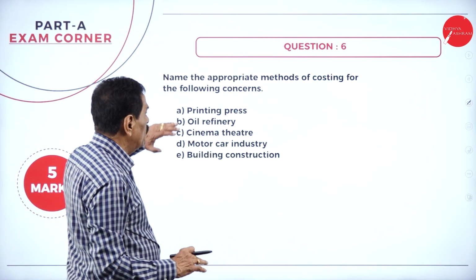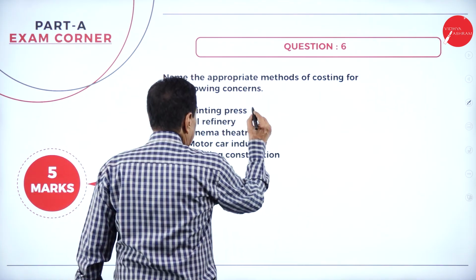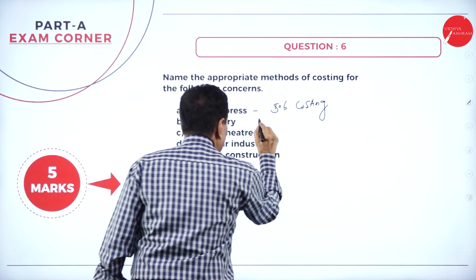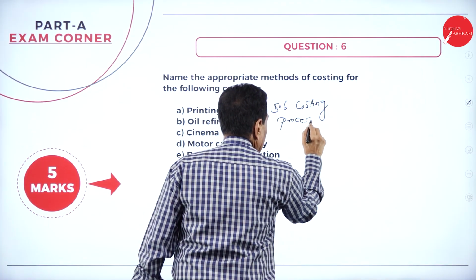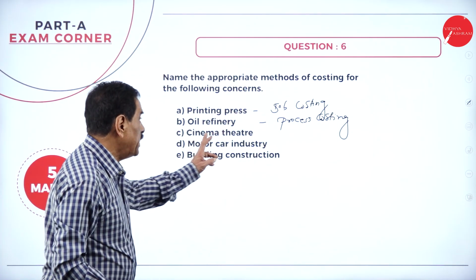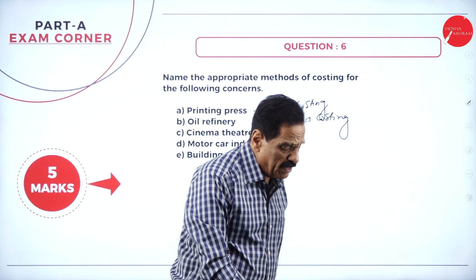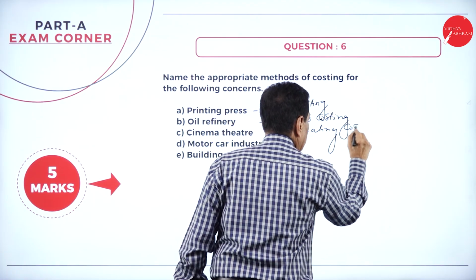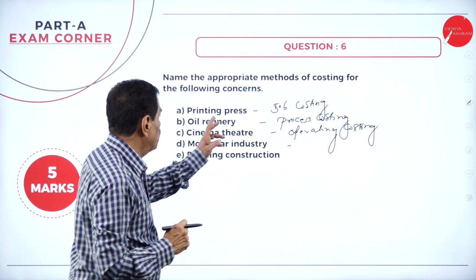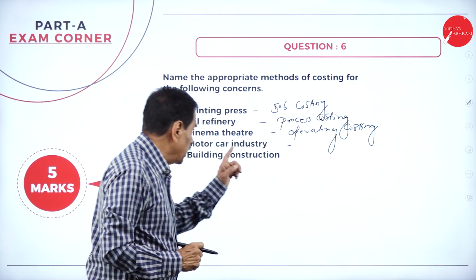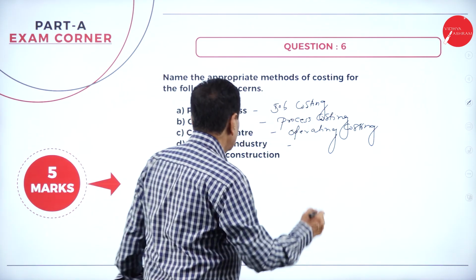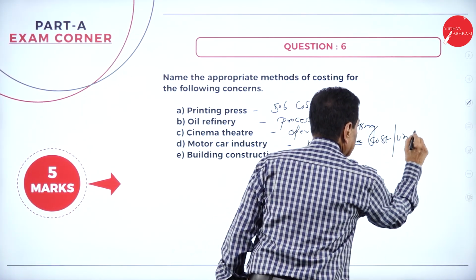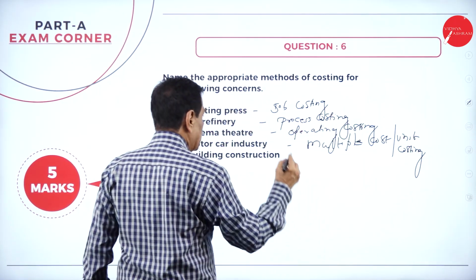Another one. In the examination, they will give the name, printing press. You have to mention which type. Printing press will come under job costing. If you write like this, you'll get 1 mark. This is job costing. Oil refinery will come under process costing. First one, printing press, job costing. Oil refinery, process costing. Cinema theater, operating costing. One mark each. Then, one by one: printing press, job costing; oil refinery, process costing; cinema theater, operating costing. Motor industry, multiple costing, or unit costing, you can say. Then building construction, contract costing.